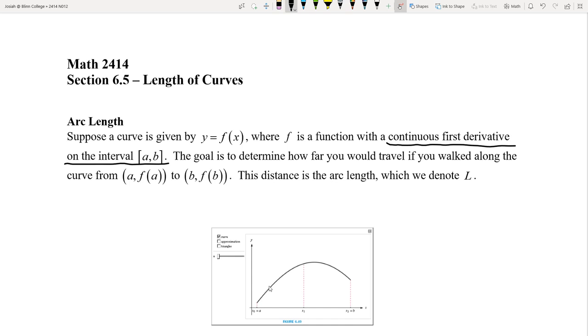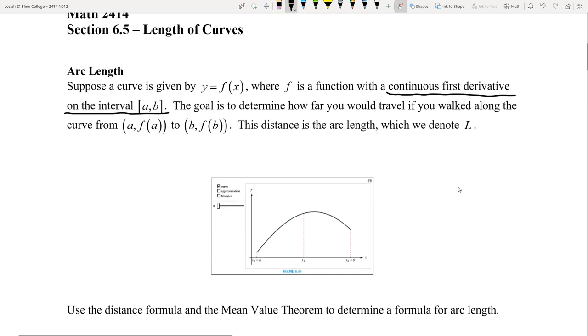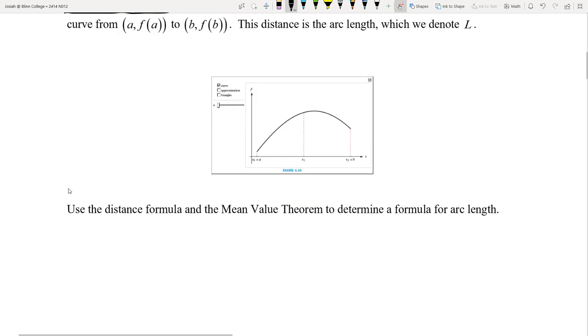And so determining the length of the curve is similar to determining how far you would travel if you walked along the curve from one point to the next. So we'll call that arc length, and we'll use the letter capital L for that. So it says we're going to use the distance formula and the mean value theorem to determine a formula for arc length. So distance formula, right, that's going to be using some sort of right triangle.